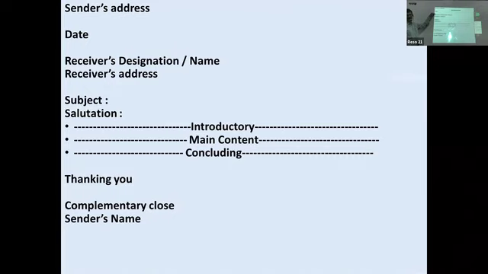Receiver's designation or the name. Then receiver's address. Leave a line, subject. Salutation. The letter in three parts: the introductory part, para 1, main content, para 2, and the concluding, that is para 3. Complimentary clause, sorry, giving thanks. The complimentary clause will be yours sincerely, yours thankfully, faithfully yours, and so on. And then the person who is writing this letter. So these are the various points you have to keep in mind. This is the way the format should look.